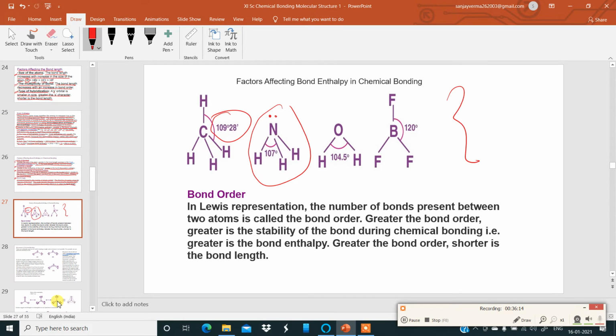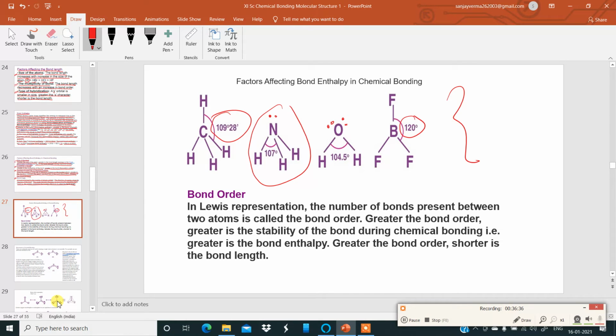That is why the bond angle is 109 degrees 28 minutes. In the case of water molecules, the central oxygen atom has two lone pairs of electrons. That is why the repulsion between the lone pairs is much higher, and that is why the bond angle becomes smaller. If you look at boron trifluoride, the angle is 120 degrees.